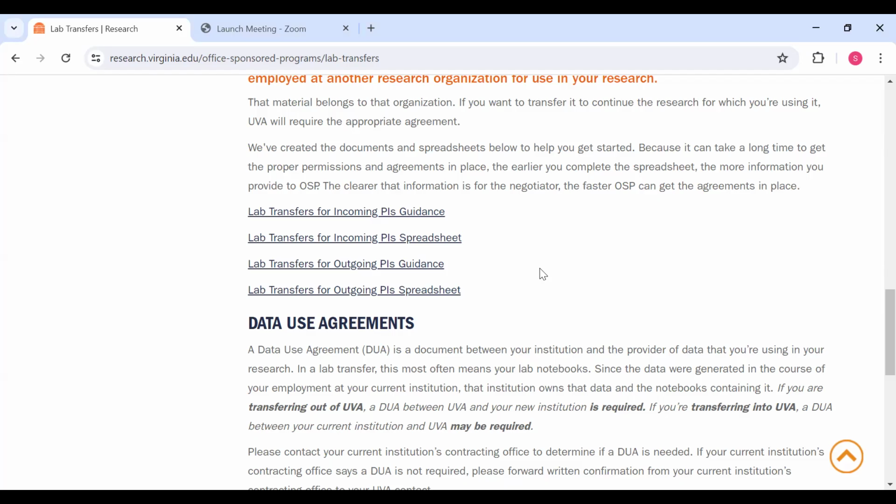So important to note that, as I've stated, because there are a number of agreements and permissions associated with these, the sooner that we are notified of either an incoming or outgoing PI and all the information associated with what they're bringing in or taking out of UVA, the better we are able to jump in, allocate resources, figure out the number of agreements that we're needing, and can really start diving in, which just allows us to better assist you and help that process move along quicker.